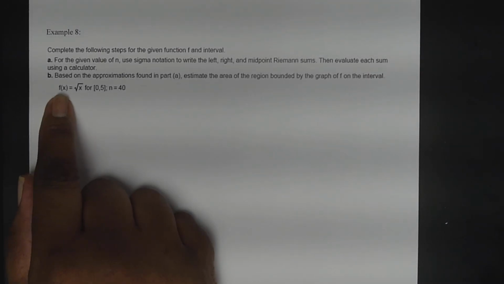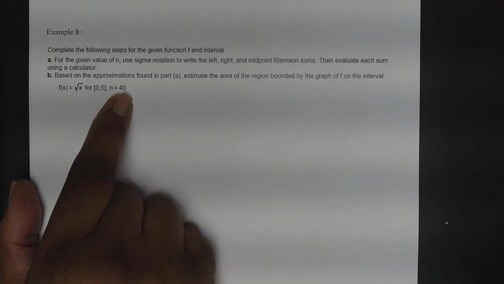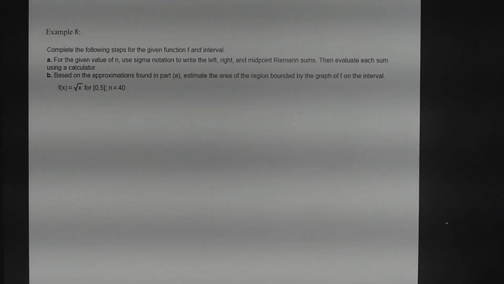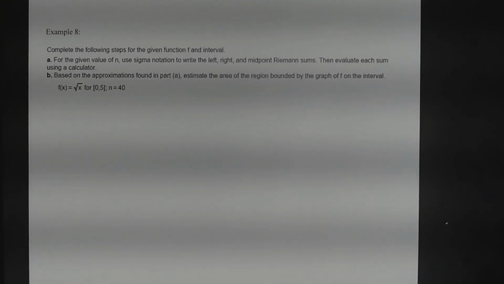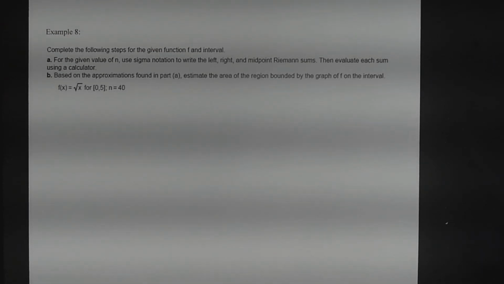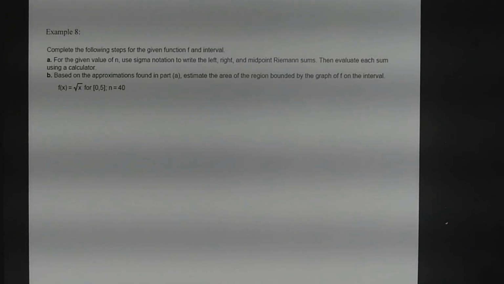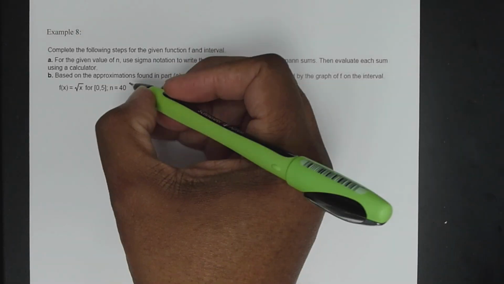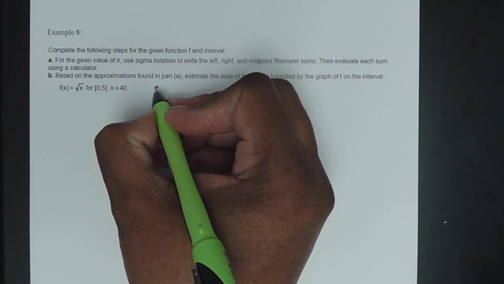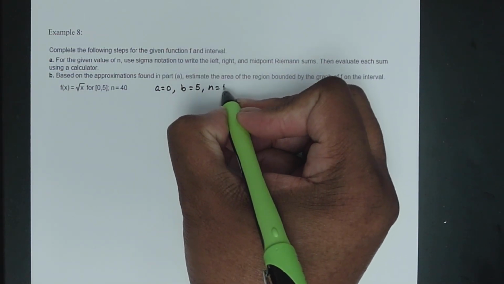And here we got the function f of x equal to the square root of x for the interval 0 to 5. And here our subintervals are going to be 40. So n is equal to 40. Now in the previous examples on the previous video, we did have n equaling a small number, so we were able to do those, but now we got n equal 40 this time. So we're going to have to use the sigma notation. All right, so let's identify what we got here. Our closed interval is from 0 to 5, so a has to be 0, b is 5, and n is going to be 40.